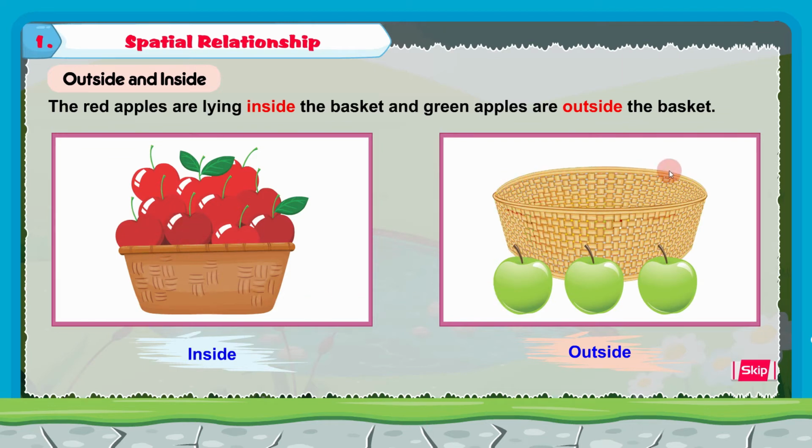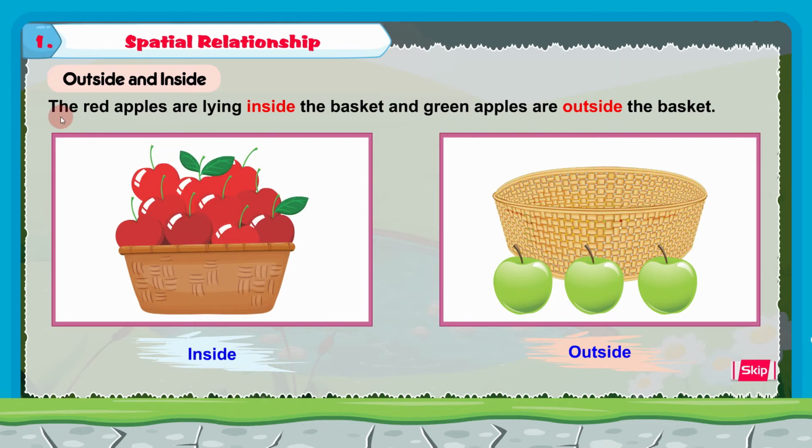In this picture, this is the basket and these are the green apples. But the green apples are outside the basket. You can see the basket is empty and the apples are outside the basket. So this is outside, out of the basket. The apples are outside the basket. The apples here, the red apples, are inside the basket.